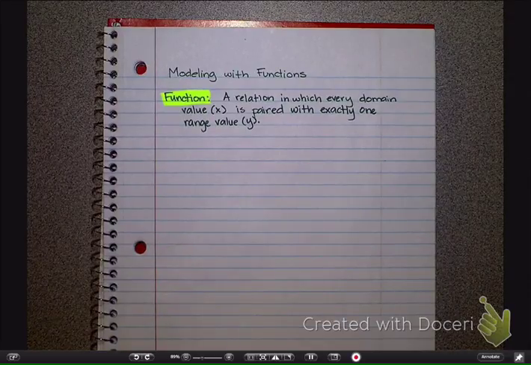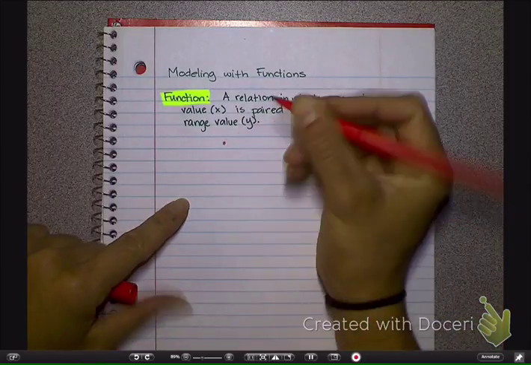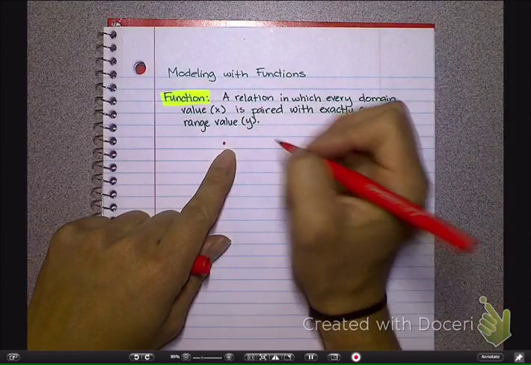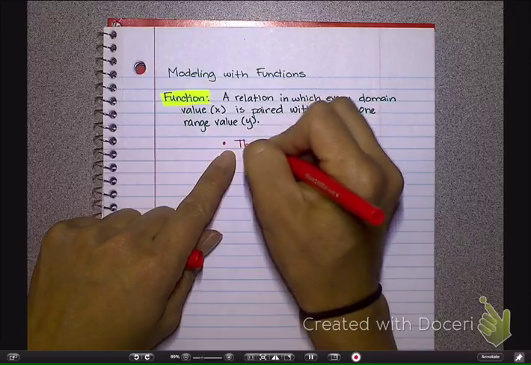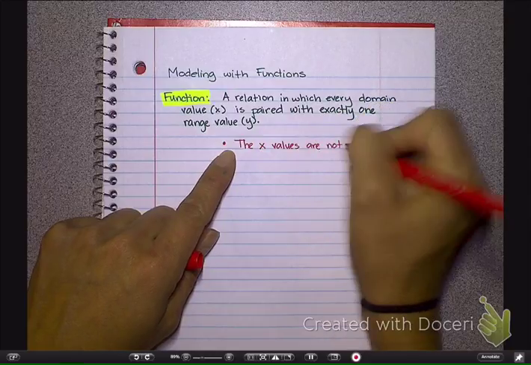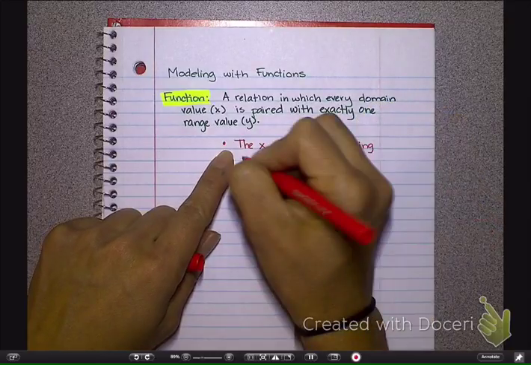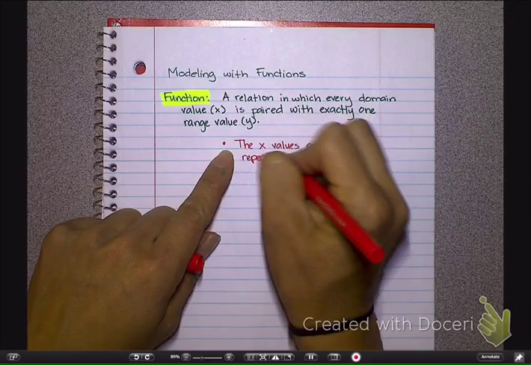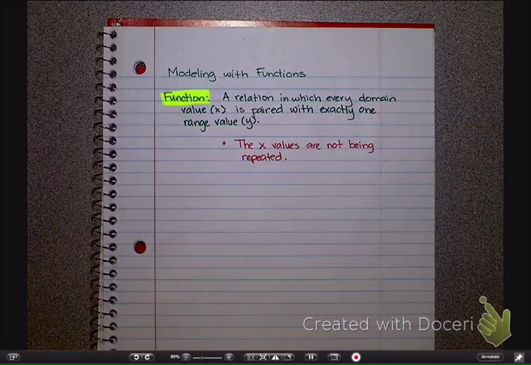One thing that is important for us to make note of about functions is that if it's a function, the x values are not being repeated. We looked at some examples of this after the warm-up, where we looked at the table, and if it had the same x value twice in the table, it was not a function. We also looked at the mapping. If in the mapping it had two arrows coming out of the same x value, that meant the x value was repeated, and so it's not a function.